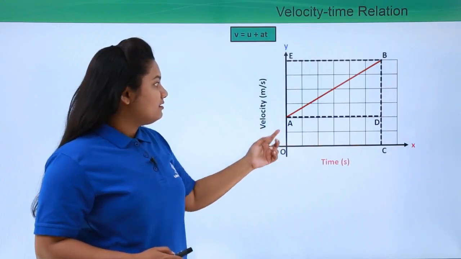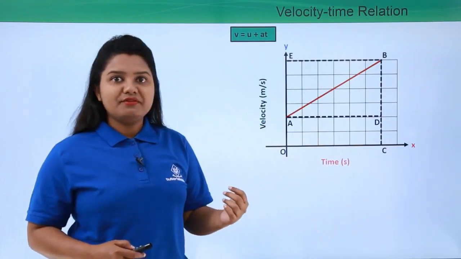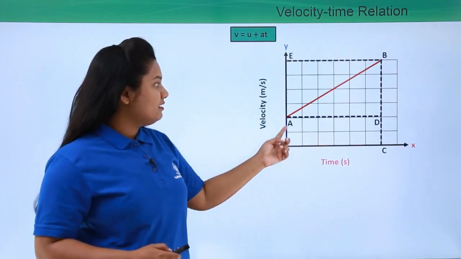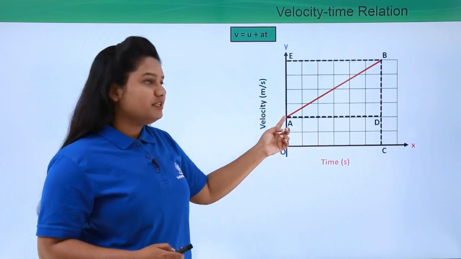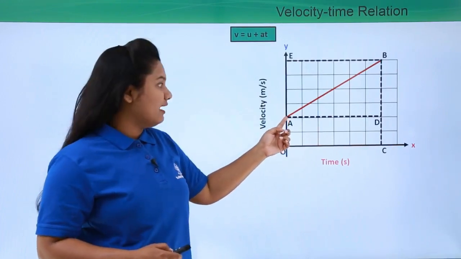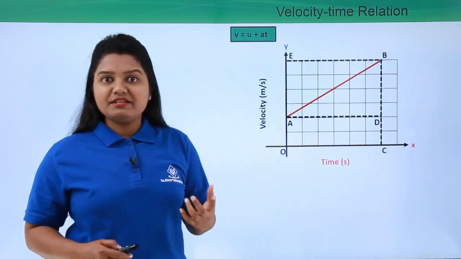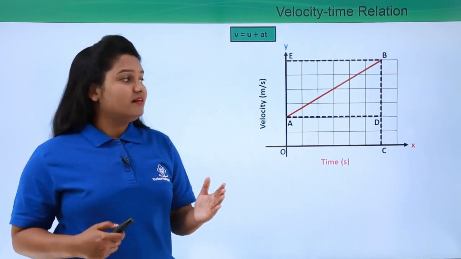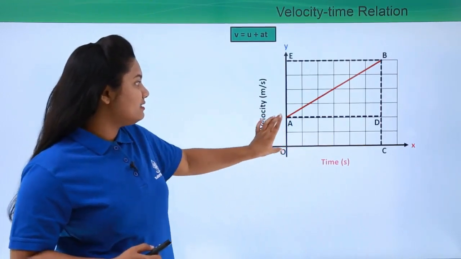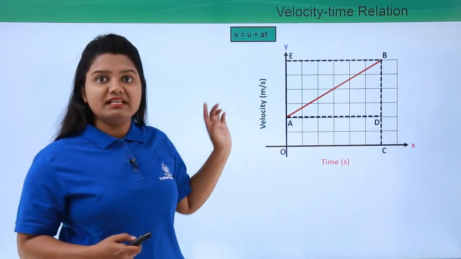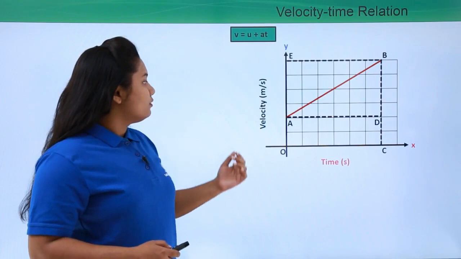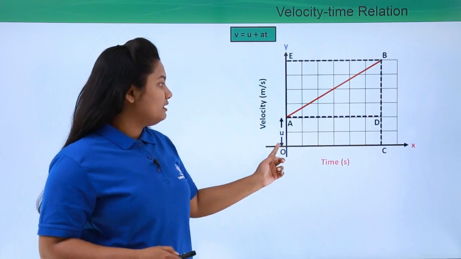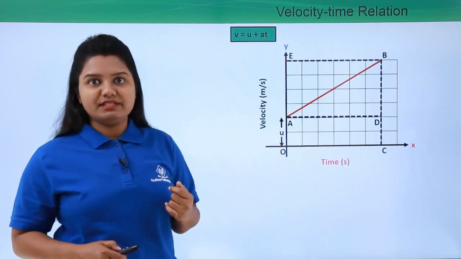Now, we know that this velocity time graph has not started from the origin. It has started at a point above the origin on the y-axis. So, this gives us an impression that the body has not started from rest. That means that it has some initial velocity. So, this OA gives us the value of the initial velocity of the body. Our initial velocity we have taken as U, so this length we will be taking as U.